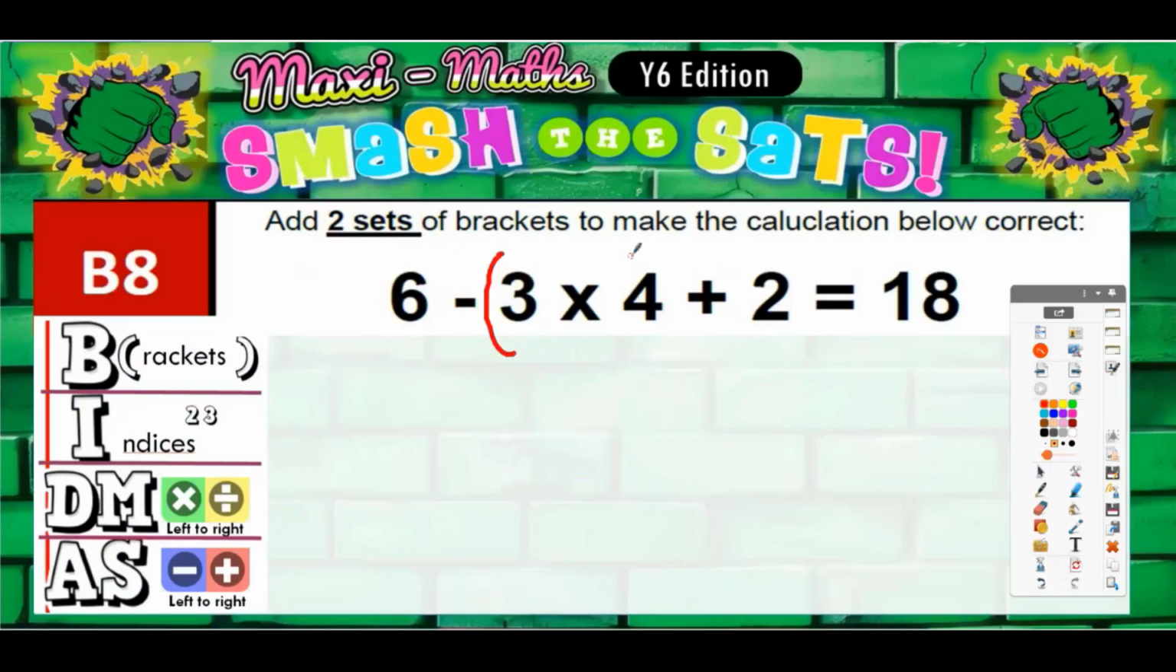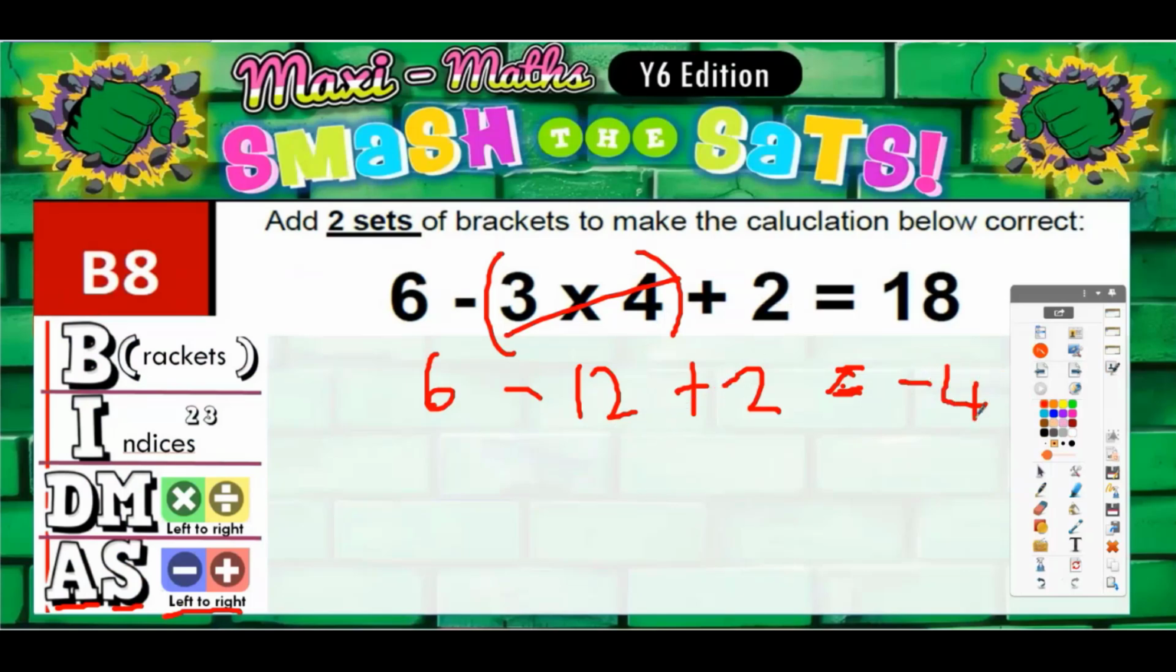If we put the brackets round the 3 times 4, we do the bracket first because that's what BIDMAS tells you to do. So 3 times 4 would be 12. And then you would have 6 take away 12, add 2. Now, remember that as it says here, left to right, if you've just got add and subtract, you read it left to right. So you go 6 minus 12. Well, 6 minus 12 would actually be negative 6. And then negative 6 add 2, you'd be coming back up towards 0. So negative 6 add 2 would actually be negative 4. So that would come to negative 4. And we're trying to make 18. So that's wrong as well.